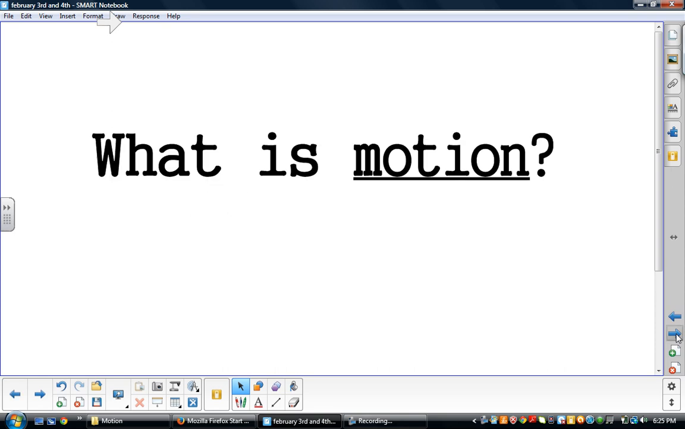First thing we have to think about in this chapter is what is motion. I think that if I asked you all to write down a definition for motion, you would come up with lots of answers that were things like when something is moving. Okay, and that doesn't really define it. You can't define a word by itself. So we're going to first define motion.